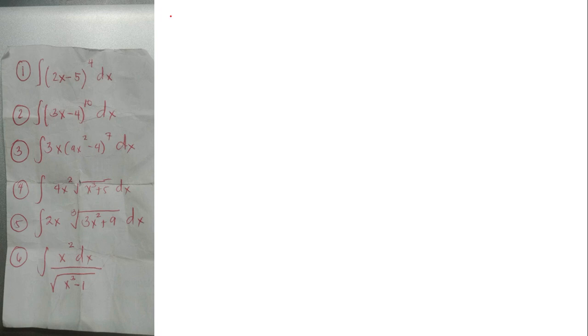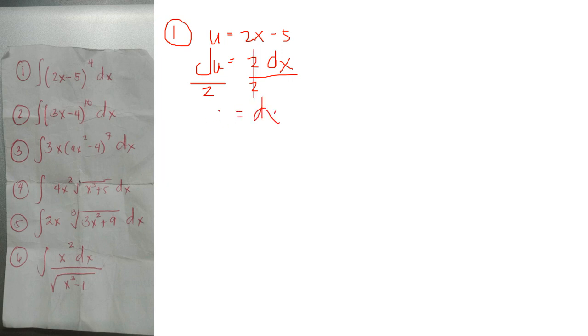Okay, number 1. Solve ko yung number 1. The integral of (2x minus 5) raised to 4 dx. Bibilisan natin ha. Yung u natin dyan is 2x minus 5. Yung du natin dyan is 2 dx. Para makuha natin yung value ng dx, divide natin sa 2. Meaning to say, yung dx natin is du over 2.